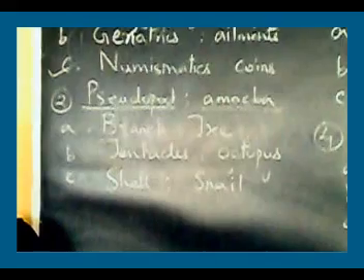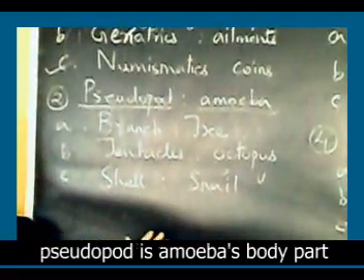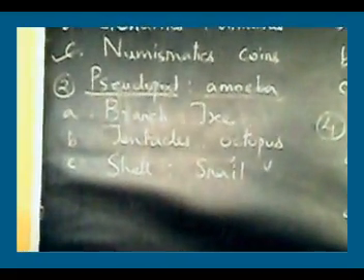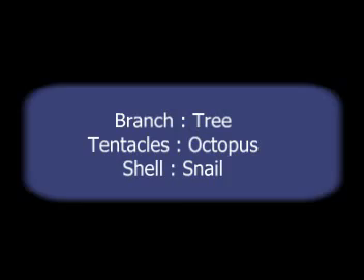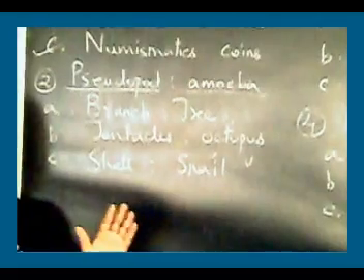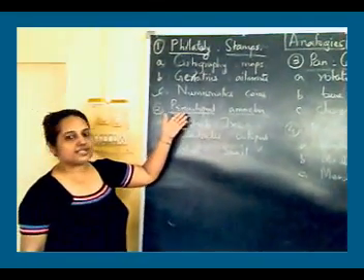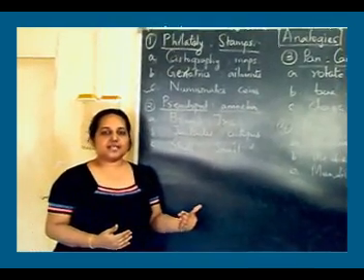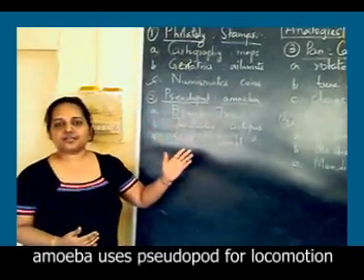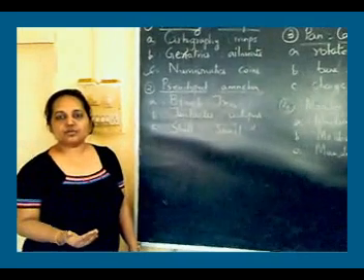Look at the example here. Pseudopod is to amoeba. Now, we try to establish a relation that pseudopod is amoeba's body part. But when you look at the options, all the three are the body parts of various things cited here. A tree, octopus and snail. What should you do in such a situation? You have to specify the relationship that exists between the body part. You have to ask yourself a question. What does amoeba use pseudopod for? So obviously it is for locomotion. Amoeba uses pseudopod for locomotion.